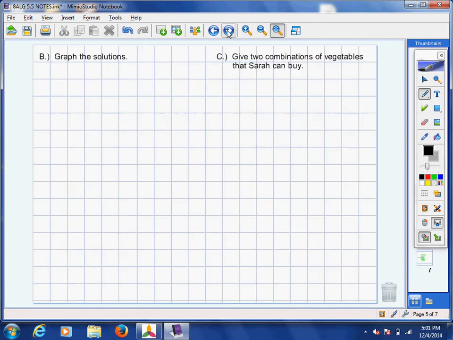Now I'm going to flip to the next page, and we want to graph this, okay? So here's $1.25x plus 75 cents times y is less than or equal to $7.50, okay? And we want to graph this. Now, let me ask you a question. Should this just be a quadrant 1 graph? Now I'm hoping you are saying in your mind, yes, because can you buy negative bunches of broccoli or negative packages of carrots? And the answer is no.